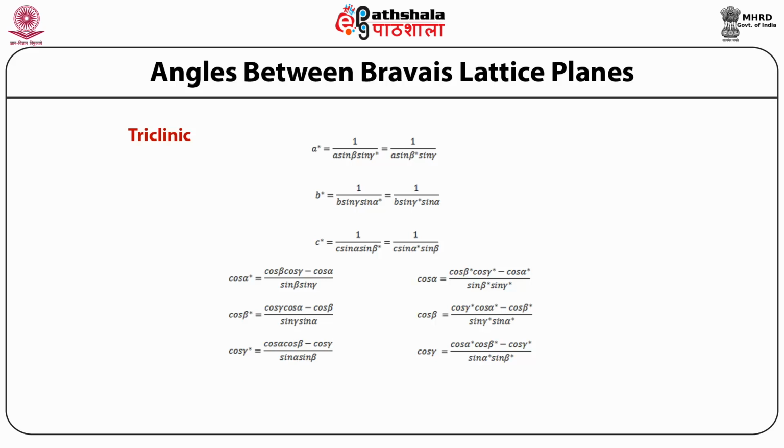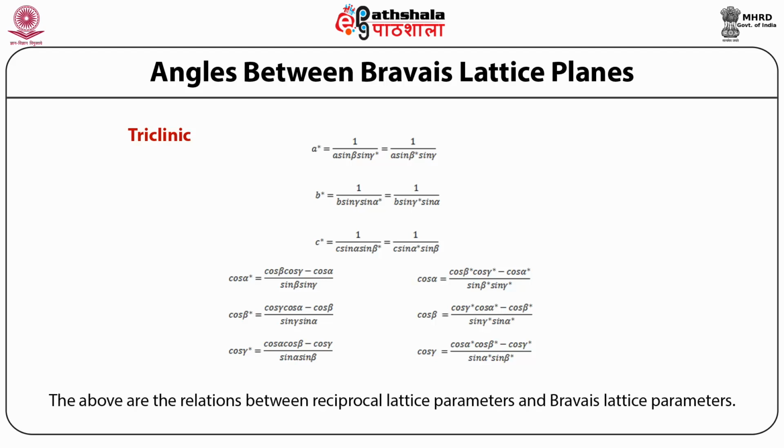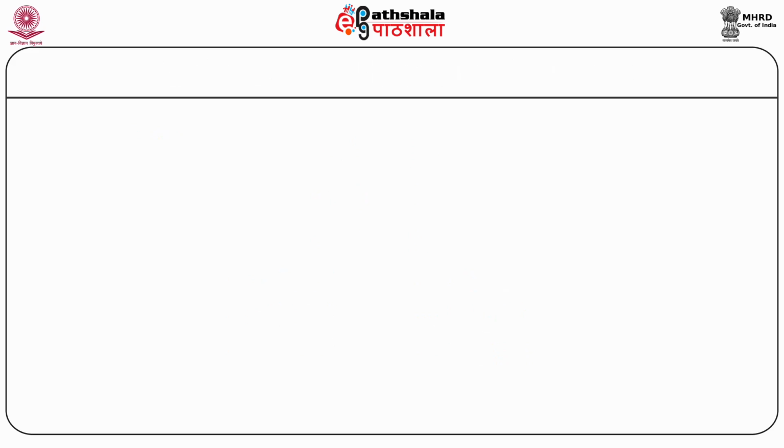Similarly, cos alpha equals cos beta star cos gamma star minus cos alpha star over sin beta star sin gamma star. Cos beta equals cos gamma star cos alpha star minus cos beta star over sin gamma star sin alpha star, and cos gamma equals cos alpha star cos beta star minus cos gamma star over sin alpha star sin beta star. The above are the relations between the reciprocal lattice parameters and the Bravais lattice parameters.